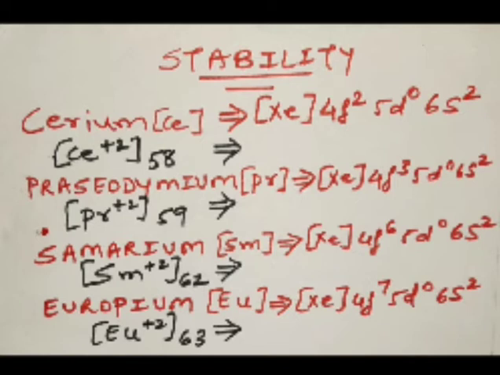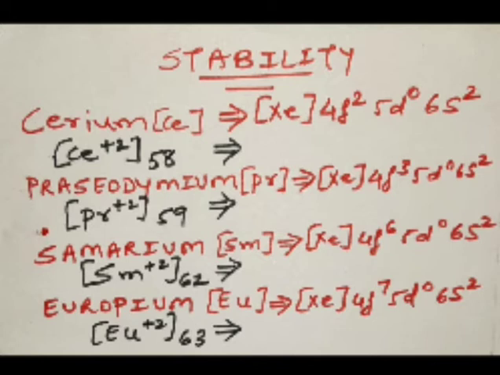So the first question is related to stability. Let us consider 4 elements related to the series: cerium, praseodymium, samarium and europium. Their general electronic configuration is specified on the screen. Further, you need to consider them in their ionic form in their +2 states.